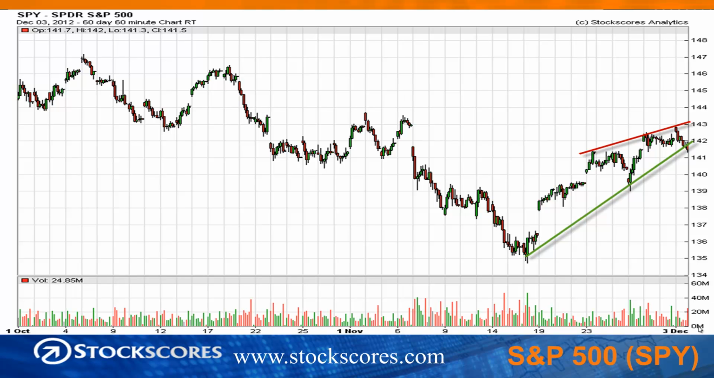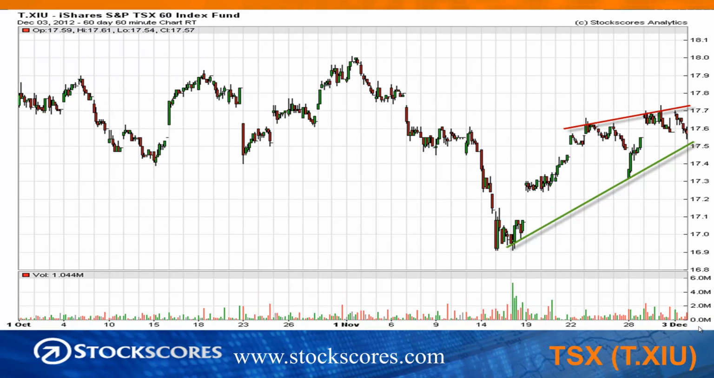So if we don't get a bounce back early tomorrow or sometime tomorrow, I am fearful that we are on the verge of the market going into risk-off mode. In other words, the sellers are going to be taking control of the market, and that should push stocks lower in the short term. All right, moving on to the next chart.